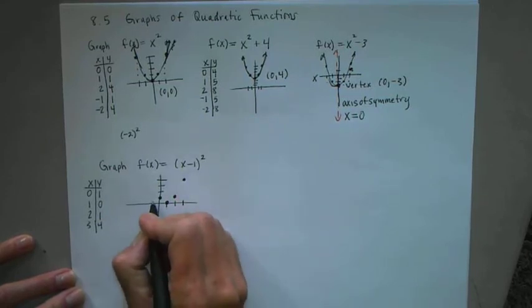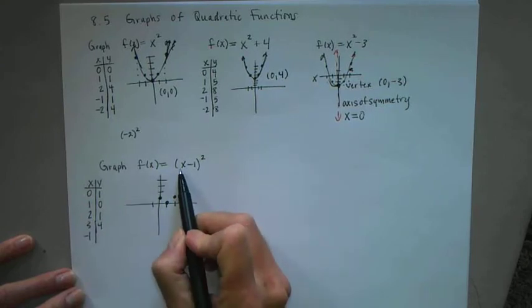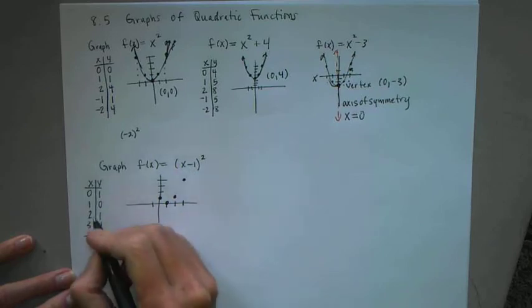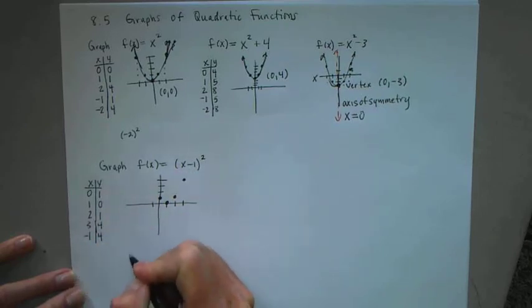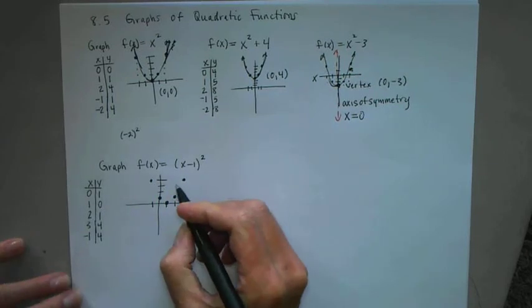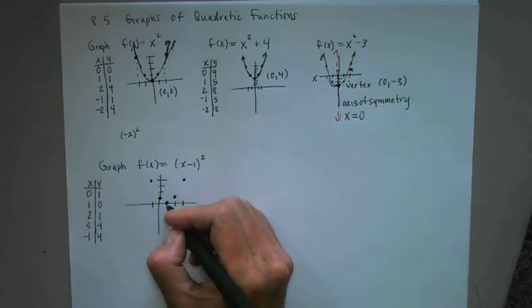Let's go to negative 1. Let's go 1 that direction so we can see. If I put in negative 1, subtract 1 is negative 2. Negative 2 squared is also 4. So negative 1, up 4. And look, we see that symmetry. We see that it's symmetrical with respect to our vertex.